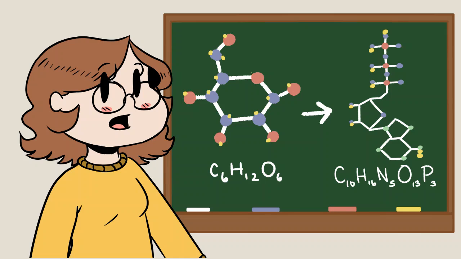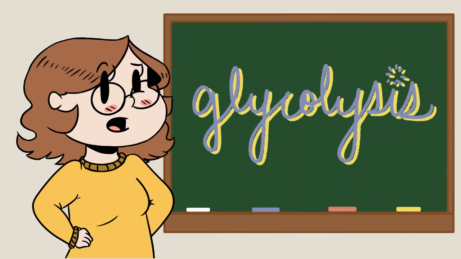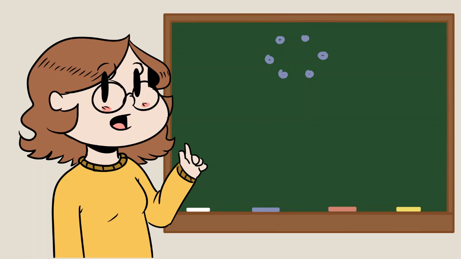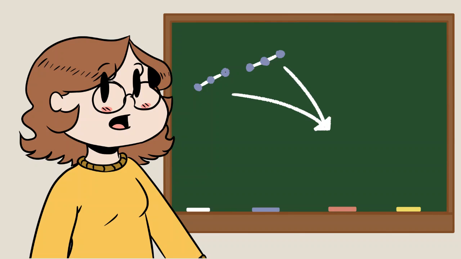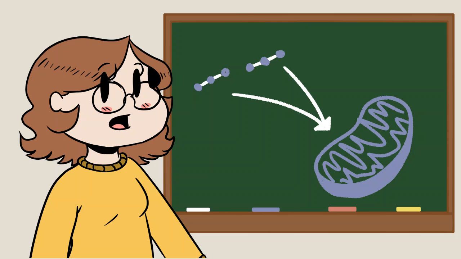Now, before the Krebs cycle can start, there's a process called glycolysis that occurs in the cytoplasm of the cell. The basic process of glycolysis includes taking a 6-carbon sugar, or glucose, and turning it into 2 molecules with 3 carbons each, called pyruvic acids. The acids enter the mitochondria and begin the citric acid cycle.